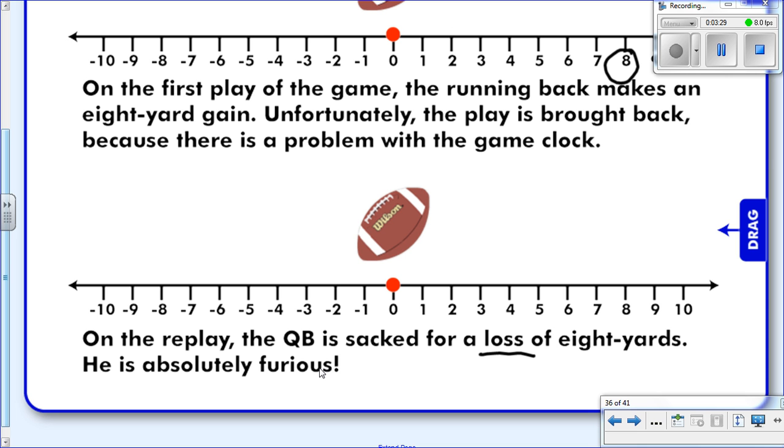So he is absolutely furious. If we lose 8 yards, that would be -8. Now we could say that the absolute value of an 8-yard gain and an 8-yard loss have the same absolute value. So both of them are 8 units from 0.